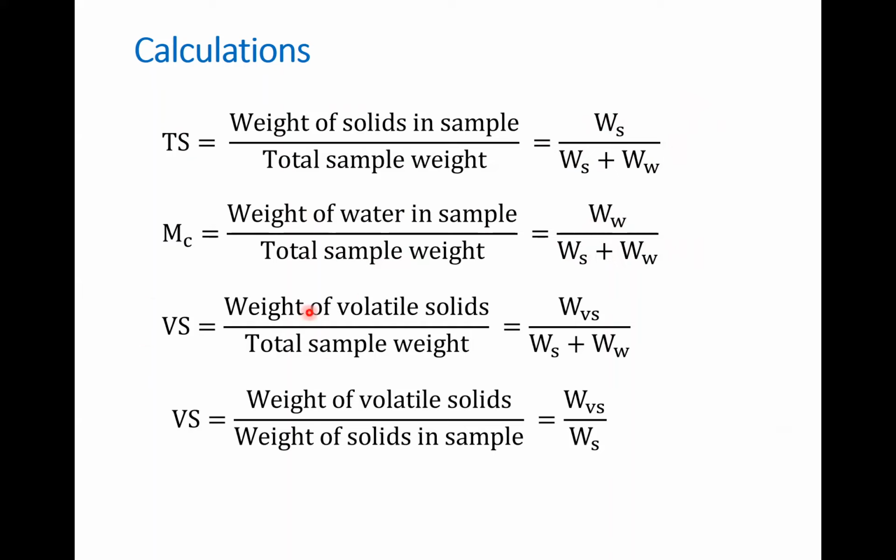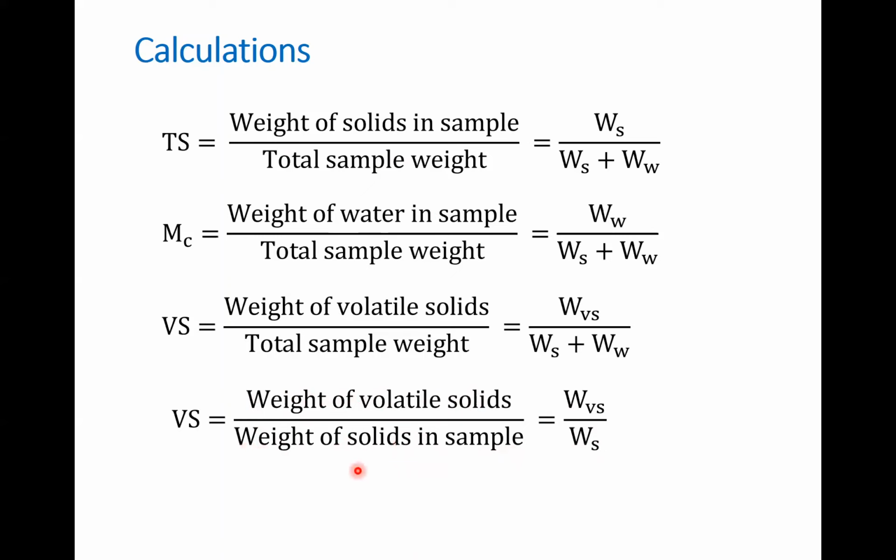The volatile solid can be reported based on the total mass of the sample. So you divide the weight of the volatile solid by the total weight of the sample, which is the weight of solids plus the weight of water. Or it can also be reported, and this may be the more common way, as a fraction of the total solid. So here, this is the weight of the volatile solid divided by the weight of solids in the sample, so basically VS divided by TS.